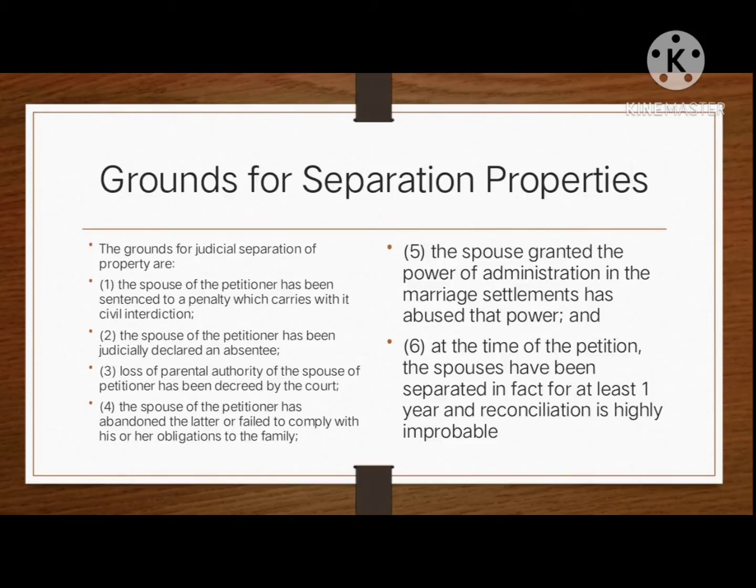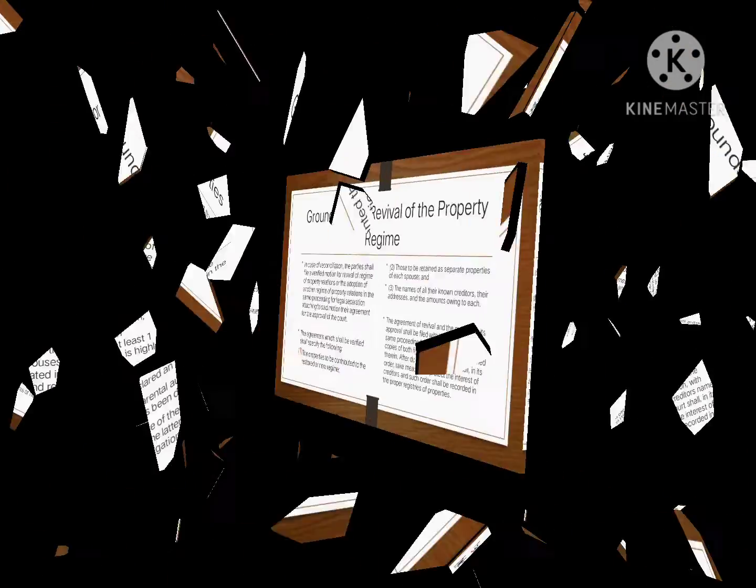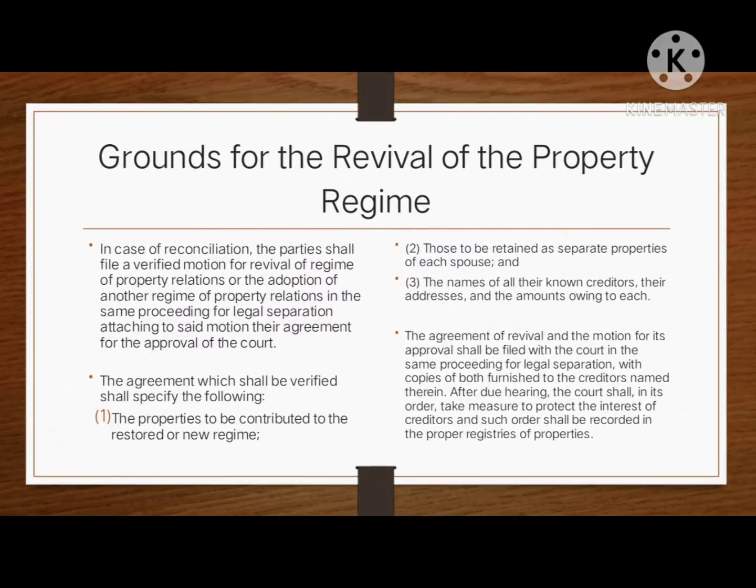Then the sixth is that at the time of the petition, the spouses have been separated in fact for at least a year, and reconciliation is highly improbable. So the spouses have been separated for a year, and getting back together is impossible. Next, we have the grounds for the revival of the property regime.